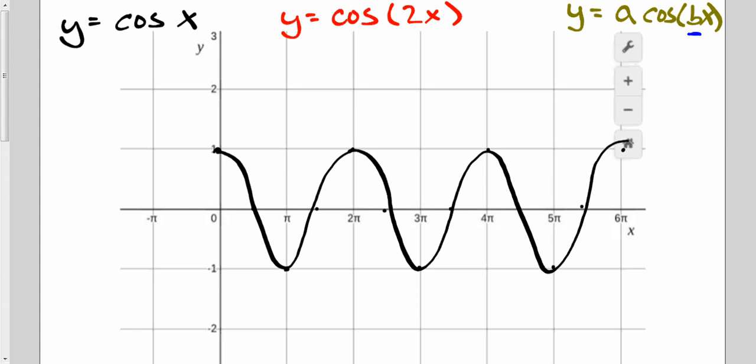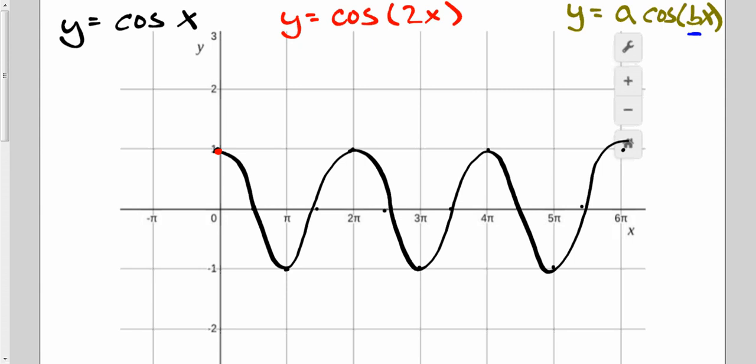there we go. So there's cosine of x. Now I'm going to do cosine of 2x in red though. And remember, when x is 0, 2 times x is 0, and the cosine of that value, the cosine of 0, is 1. So I put a dot at 0, 1.